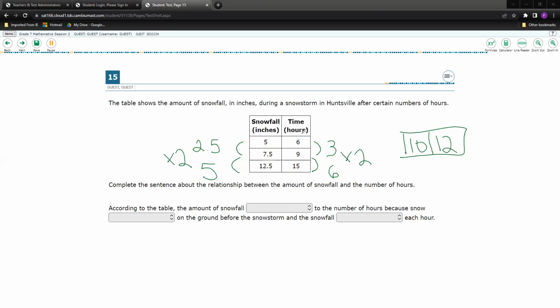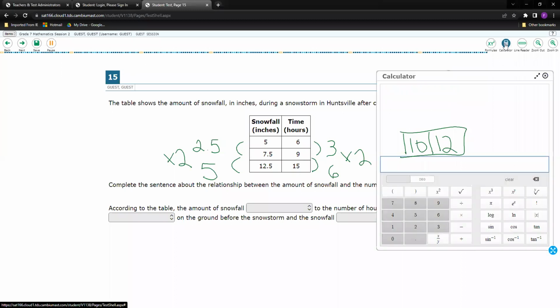If we divide 6 divided by 5, let's do the best test yet. If it's proportional, whenever I divide the time by the snowfall in inches, it's going to be the same value. So 6 divided by 5 is 1.2, okay? What about 15 divided by 12.5? It is 1.2. And finally, just to be thorough, 9 divided by 7.5. It is 1.2. So that means that it's a proportion.